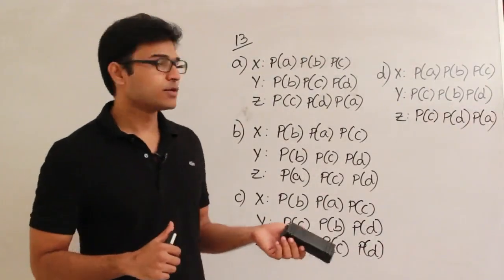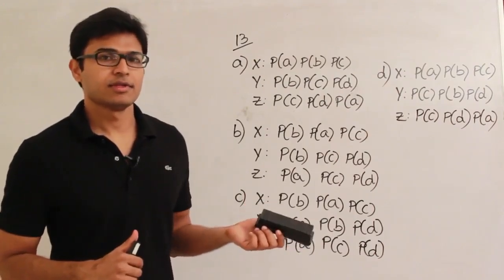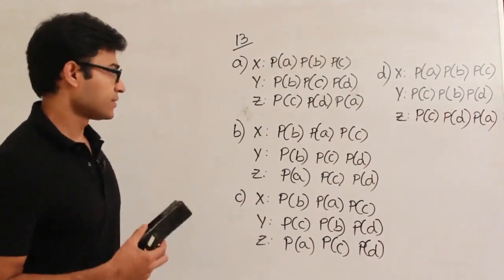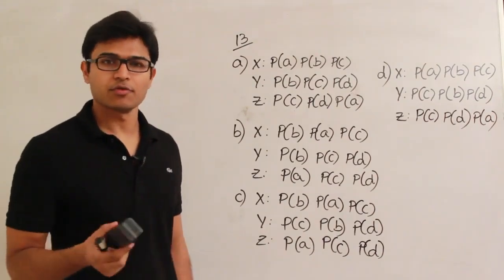Now this question was asked in GATE 2013 and it is about deadlocks combined with mutexes. This mutex means, you know, semaphores.